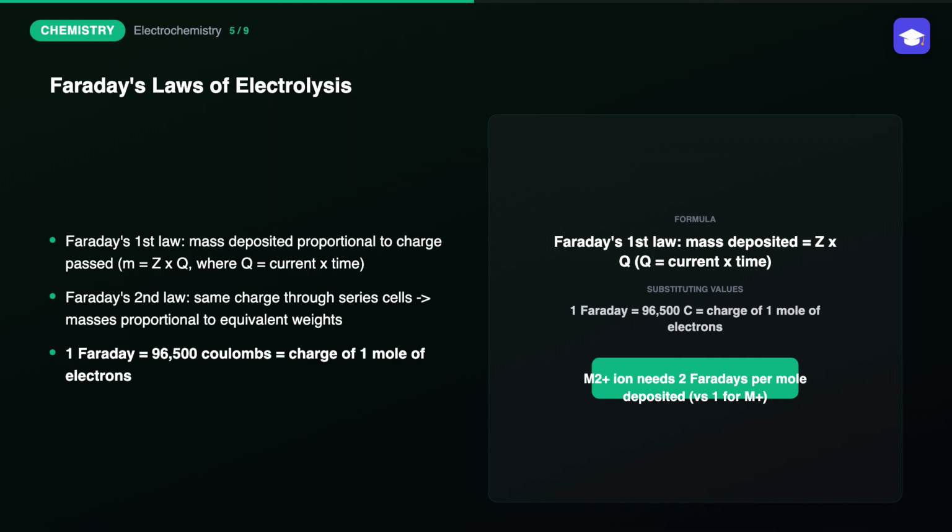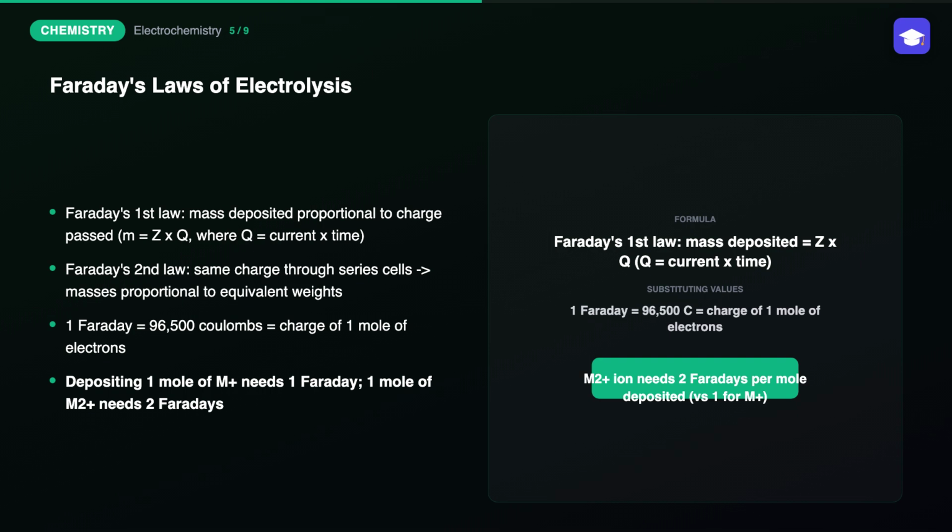1 Faraday, defined as exactly 96,500 coulombs, corresponds to the charge carried by exactly 1 mole of electrons. Depositing 1 mole of any singly charged, plus 1 metal ion requires exactly 1 Faraday of charge, while depositing 1 mole of a doubly charged, plus 2 metal ion requires exactly 2 Faradays, since twice as many electrons must be supplied per mole of that metal ion to achieve complete reduction.